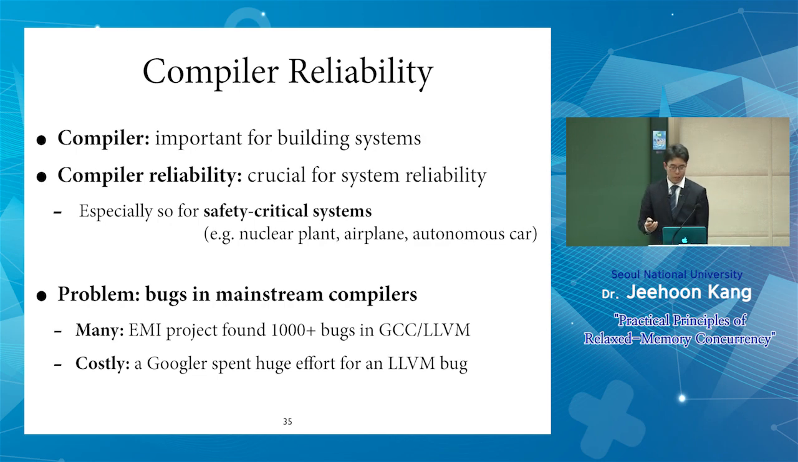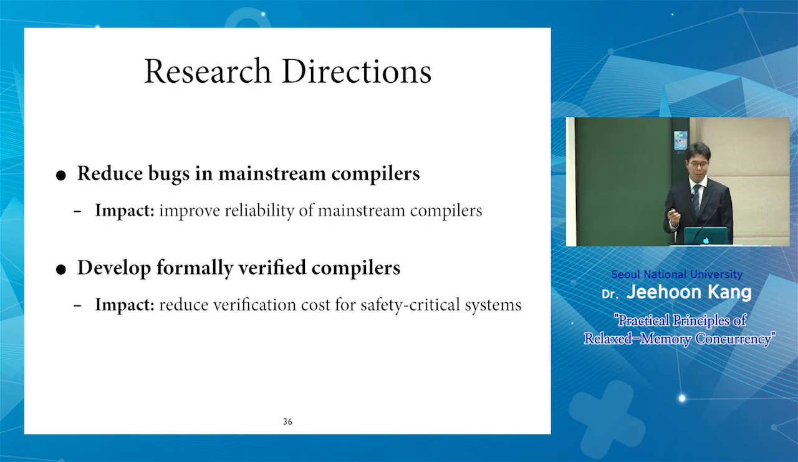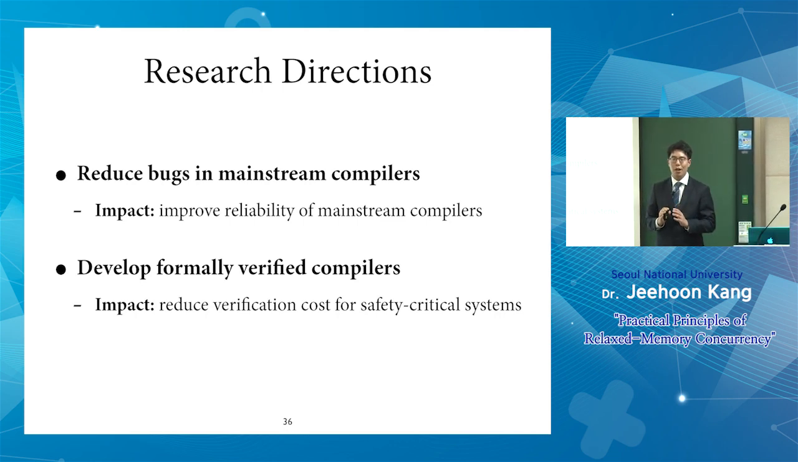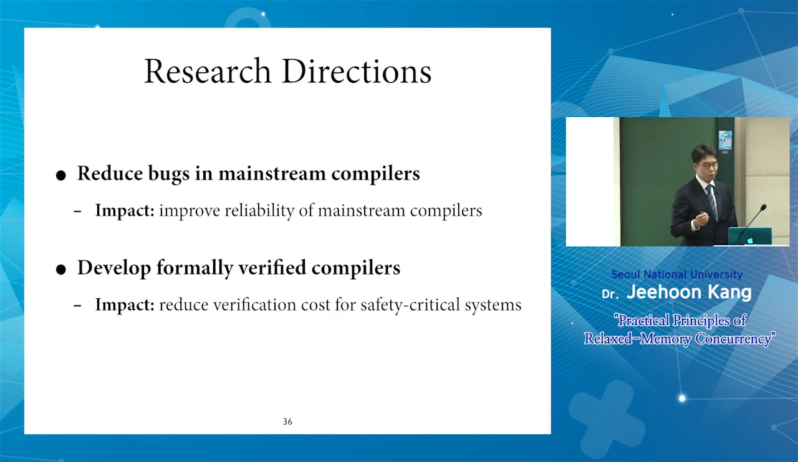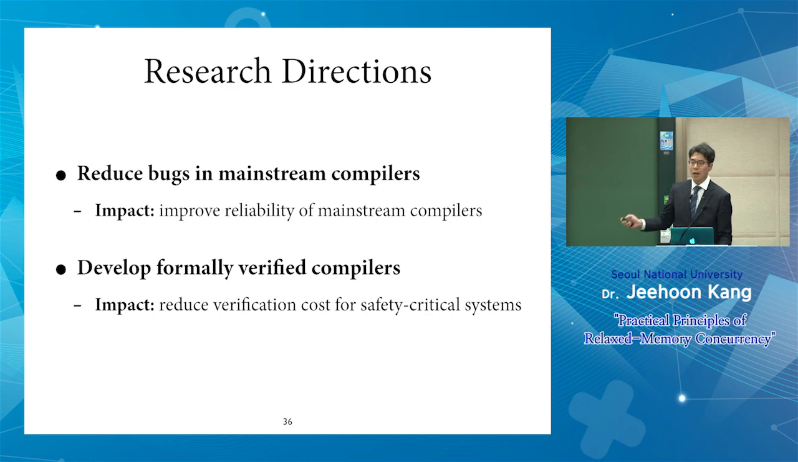So in order to address this problem, there are roughly two research directions. The first direction is reducing bugs in mainstream compilers in order to improve their reliability. But another approach is developing a new compiler and formally verifying its correctness in a machine-checked proof. It can be used for safety-critical systems in order to reduce verification cost, because it is formally verified that this compiler doesn't introduce any bug in your system. So it will reduce verification cost a lot.